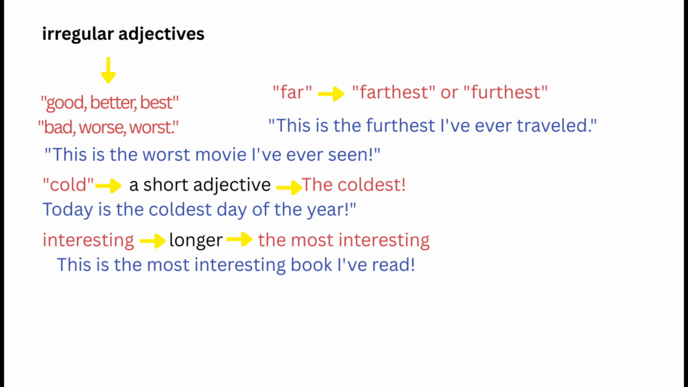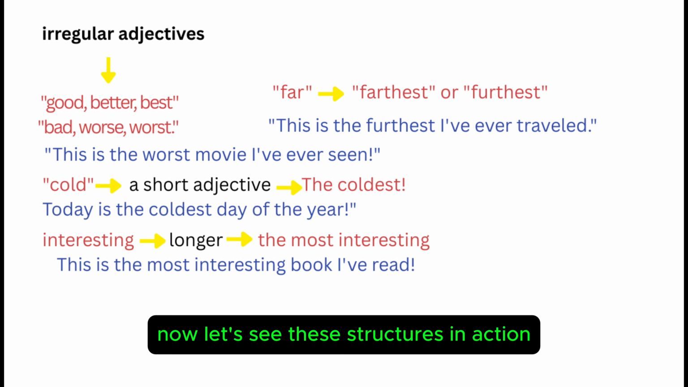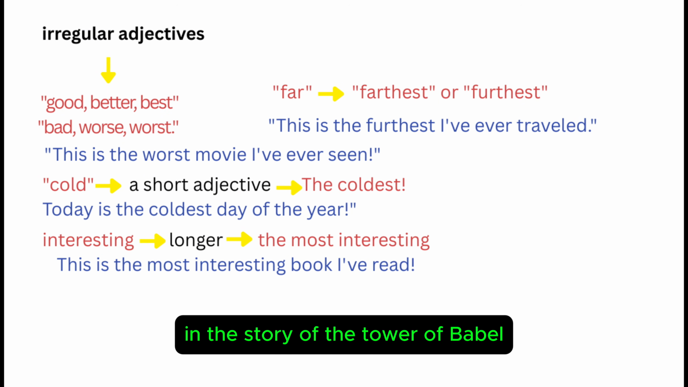I'm starting to see the pattern. Let me practice. How about cold? That's a short adjective, so... The coldest. Today is the coldest day of the year. Perfect. How about interesting? That's longer, so the most interesting. This is the most interesting book I've read. Excellent. You've got it. Now let's see these structures in action in the story of the Tower of Babel.